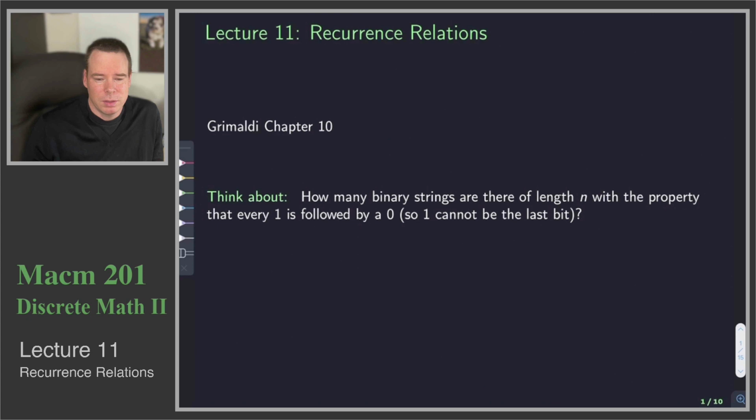So take a moment, pause the video, and think about this first problem. How many binary strings are there of length n with the property that every one is followed by a 0?